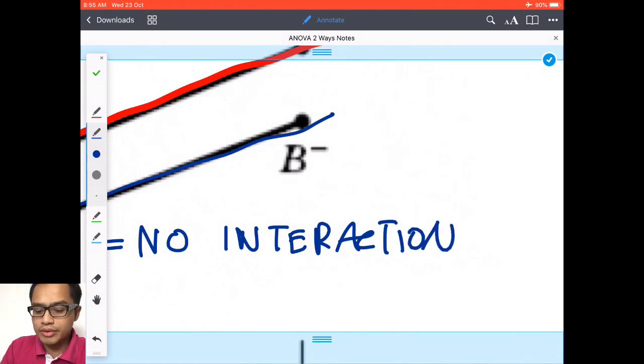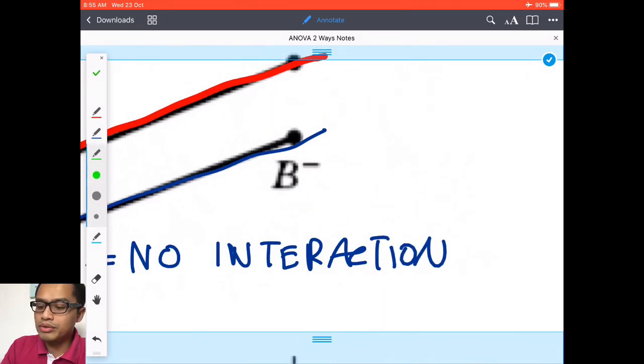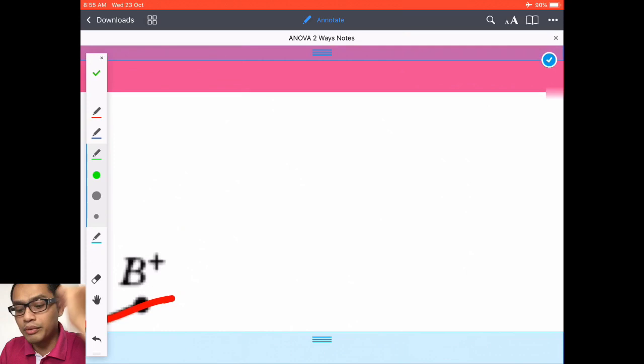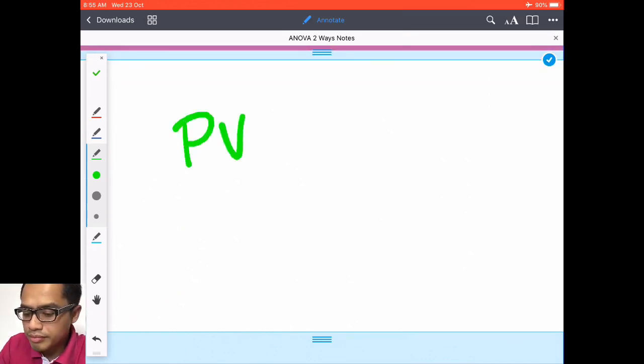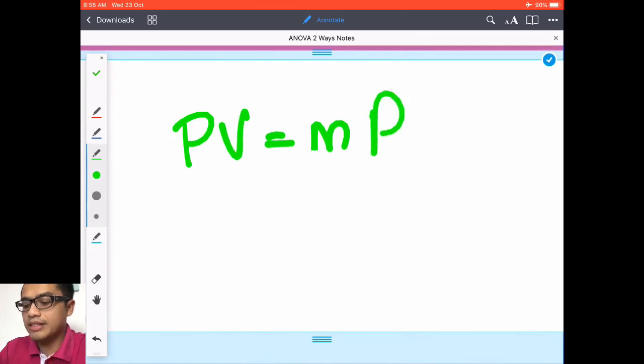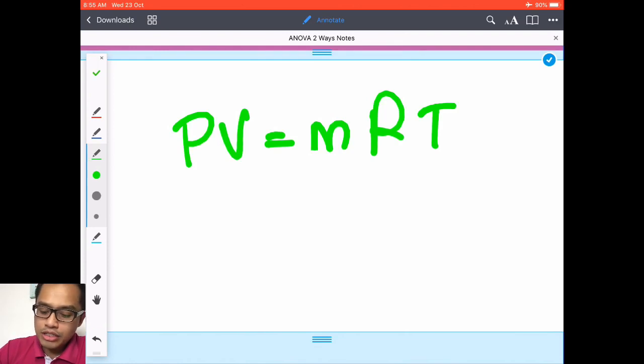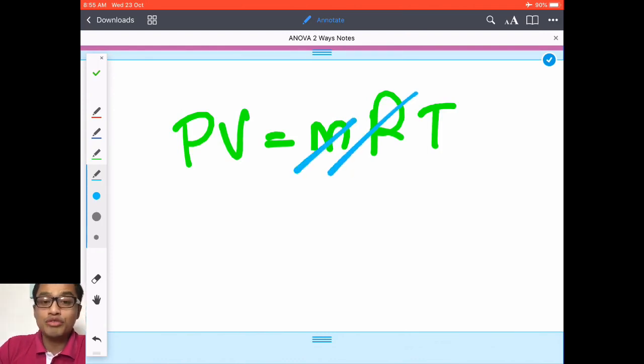What is interaction, you might ask? I'm going to use an equation that you're familiar with. Let's do this. Maybe chemical engineers like to use the word n, right? Maybe somebody likes to use m. It doesn't matter. These two are the ideal gas equation, right? So m, we can make it constant. R is of course a constant.